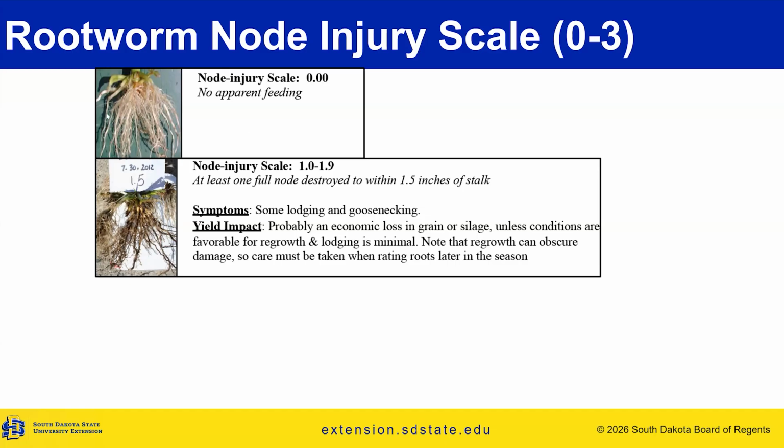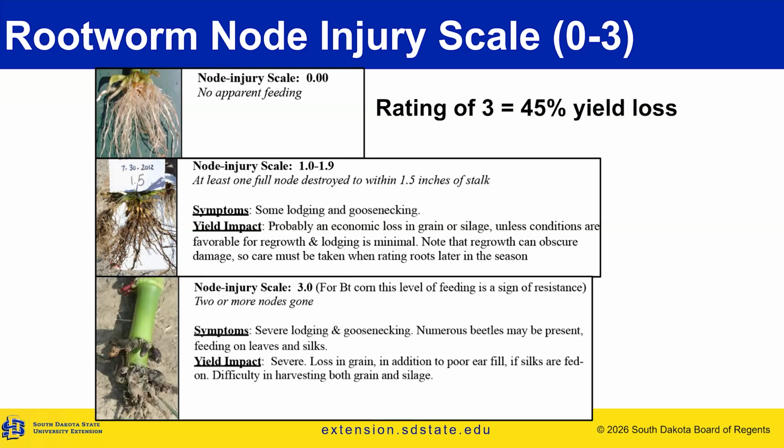And so if you have no apparent feeding, you're at a rating of 0. You should have no yield loss due to rootworms. If you get a rating of 1 to 1.9, you're looking at somewhere in the ballpark of 15% yield loss. You may have some lodging and goosenecking, but you're just going to see a little bit of a yield drag. And so I skipped here because we can all do the math. A rating of 2 would be from 2 to 2.9. You'd be looking at about 30% yield loss.